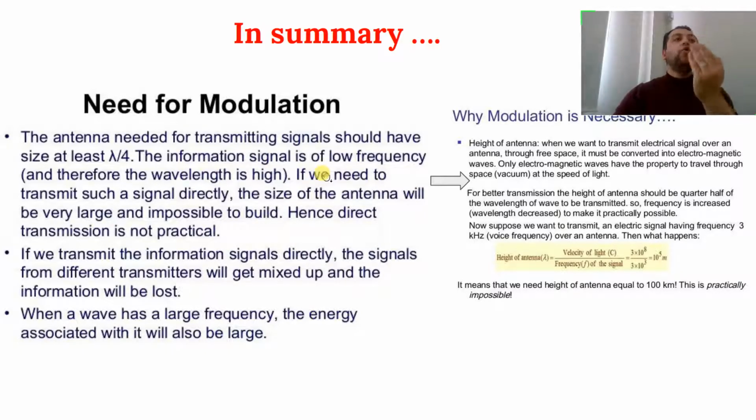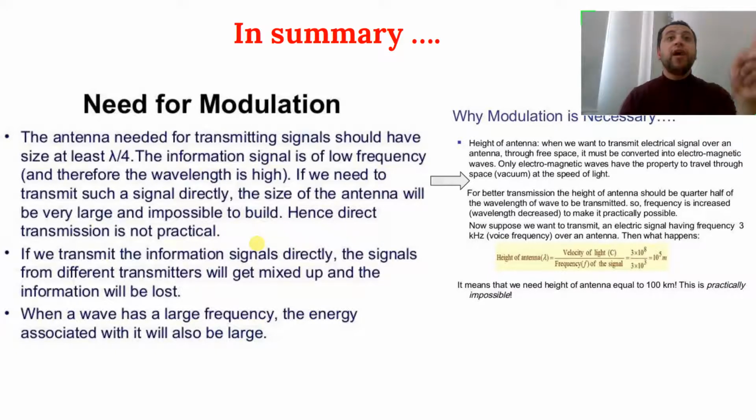The information signal is of low frequency, usually. The information signal, your voice, audio, picture, video, all of them, they have very low frequencies. You cannot send them directly over the channel. And therefore, the wavelength is high. If the wavelength is high, you need a very large antenna, which is impractical, to have an antenna of 3 kilometers. If we need to transmit such a signal directly, the size of the antenna will be very large and impossible to build. Hence, direct transmission of your information, voice, text, video, picture is impossible without modulation.